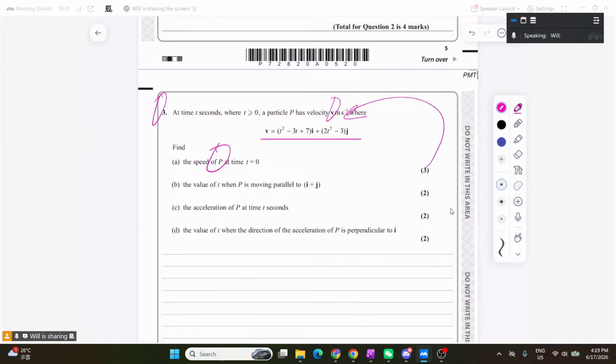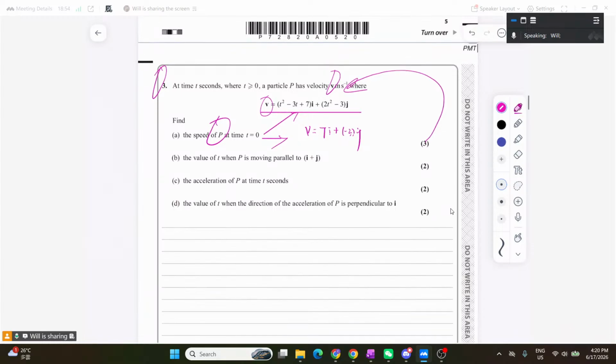First, we know the speed when t equals 0. Taking it, we can get the vector form, like 7i plus -3j. But the question wants us to calculate the speed, which means the square root of 7 squared plus -3 squared. Understand? No problem.